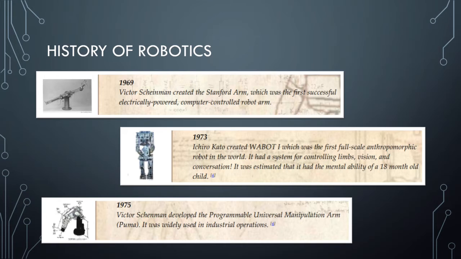You'll see that from 1965, when we had the Stanford arm, to 1975, Victor Scheinman developed the programmable universal manipulation arm, which is widely used in industrial operations today. It was then, and the basis of that design is used even today. So you can see the progression very quickly, in a matter of less than 10 years, from a very basic robotic arm to something much more complex.